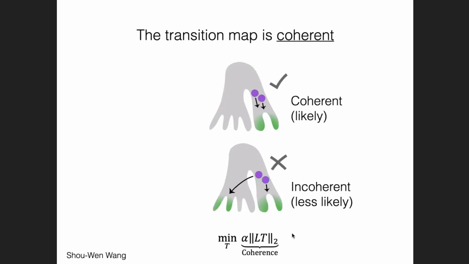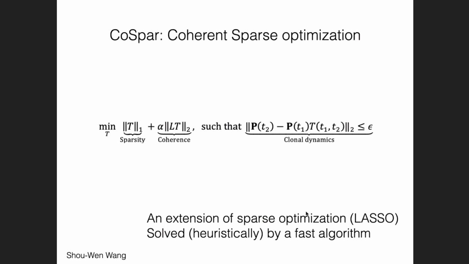And then the second requirement is that these transition maps should be coherent, which means that cells in very similar states are likely going to have very similar fate probabilities. So their transitions are going to be similar. So this top case is likely, and this bottom case is less likely. That's sort of the idea. And this can be enforced by minimizing the second derivative of the transition map on the spatial graph of cell states that we see. So you can put all of this together, and you get an optimization problem.